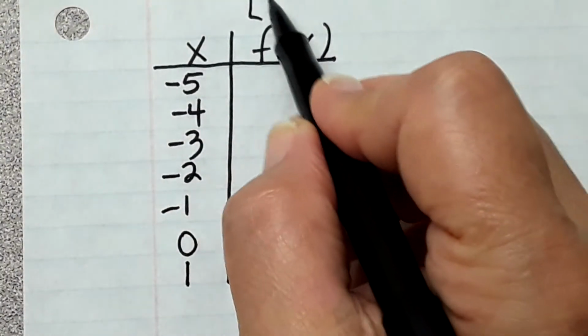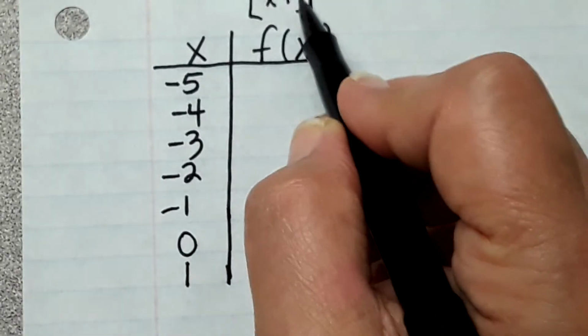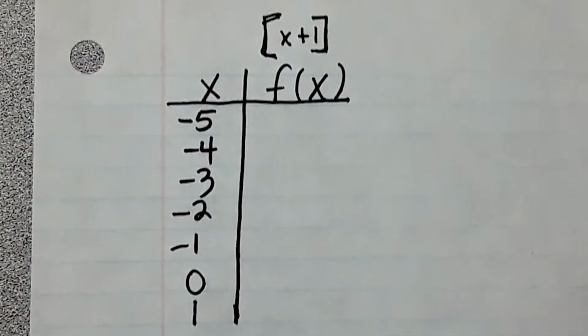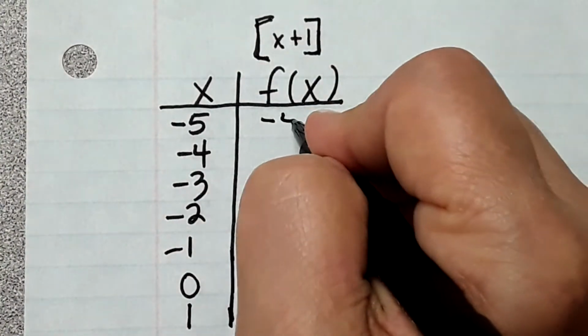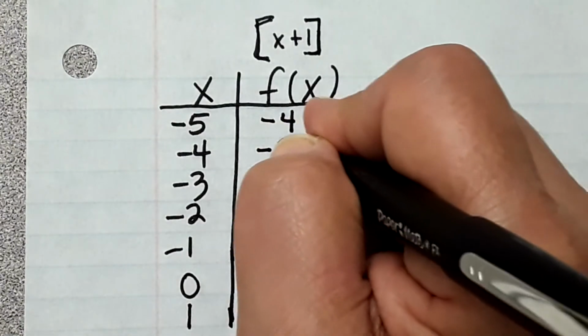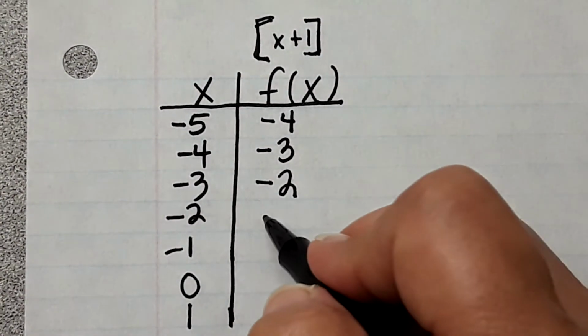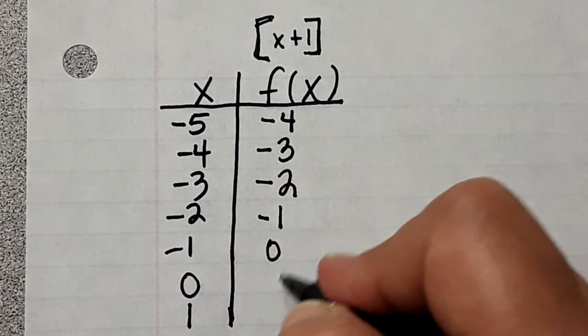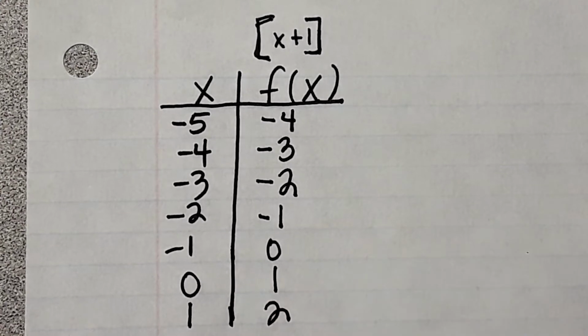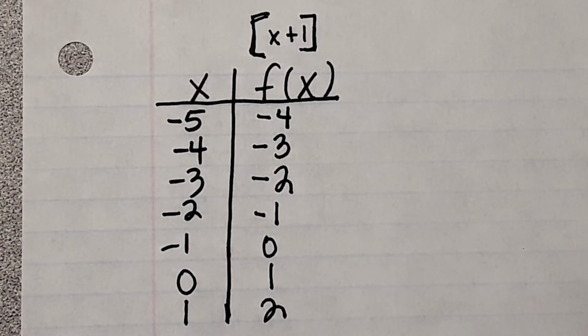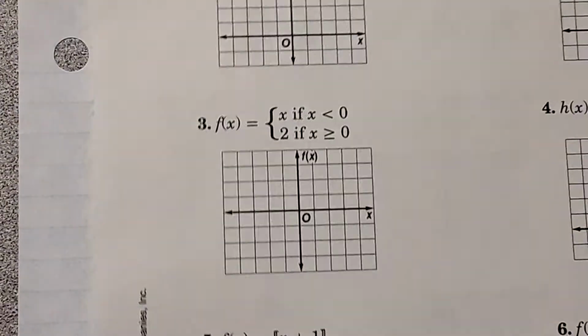And it's a step function because it says x plus 1. So -5 plus 1 is -4. -4 plus 1 is -3. -3 plus 1, -2. -2 plus 1, -1. -1 plus 1, 0. 0 plus 1, 1. 1 plus 1, 2. So, let's graph this.